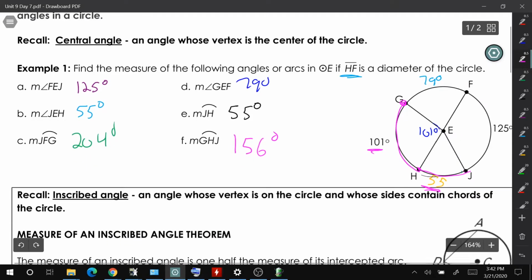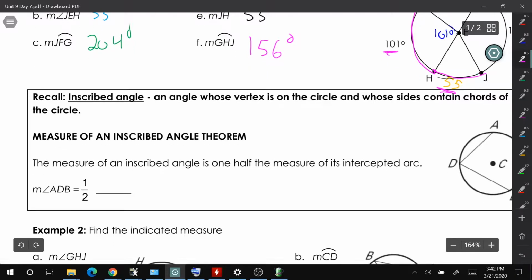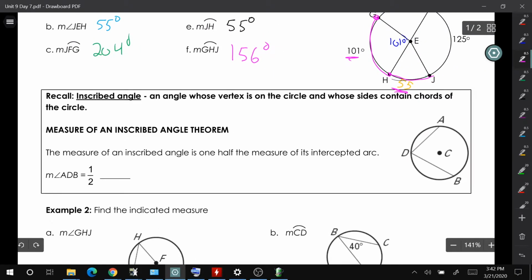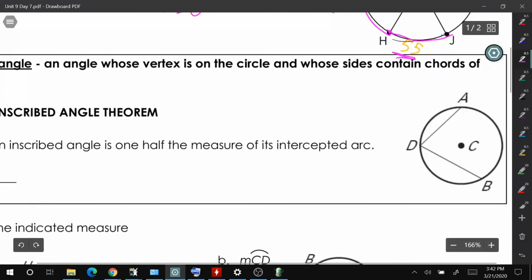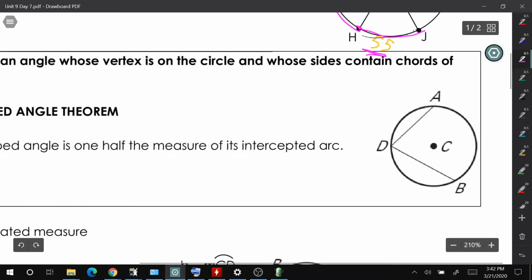So the new stuff that we're going to talk about, the first one is called an inscribed angle. So look, the inscribed angle is different than the central angle. The central angle, your vertex is on the center. This inscribed angle, you see the vertex of the angle is on the circle. So in an inscribed angle, all 3 points are on the circle. See, A is on the circle, point D is on the circle, and B is on the circle.